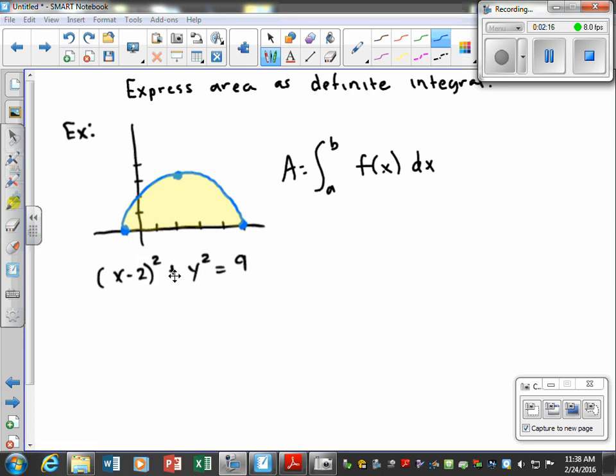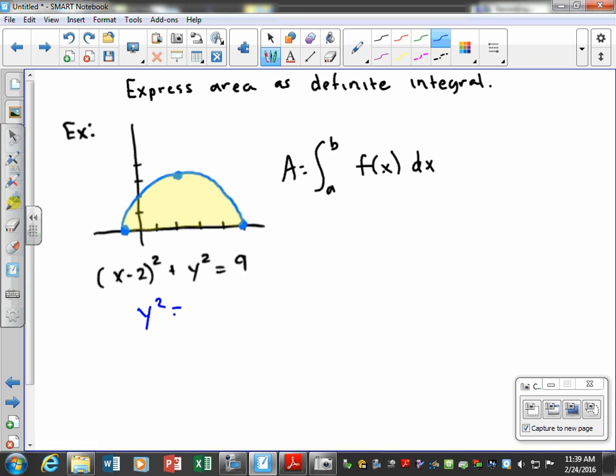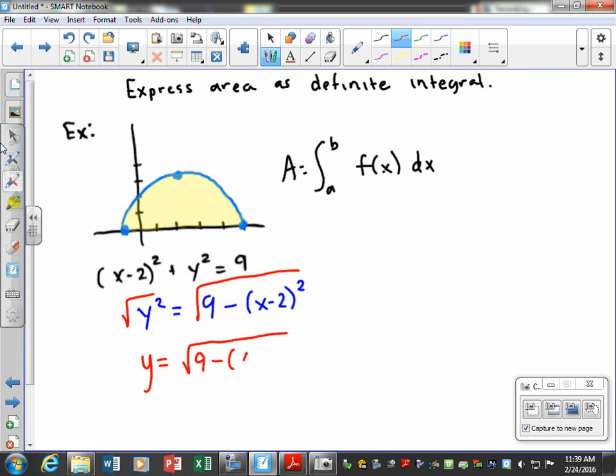Okay, so first of all, if we just get y by itself, we would have y squared is equal to 9 minus (x minus 2) squared. Okay, and then how will we take care of this square? Take the square root of both sides. Good. So then we would just get y equals, of course it's plus or minus, but we know we're working with the one that's above the x-axis, so we have the square root of 9 minus (x minus 2) squared.